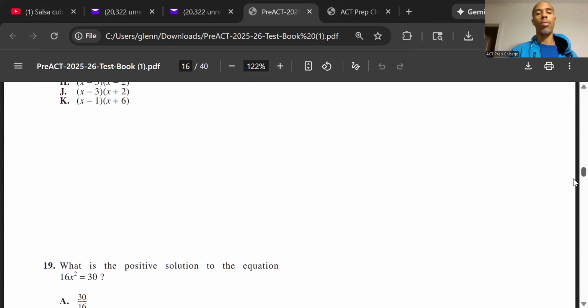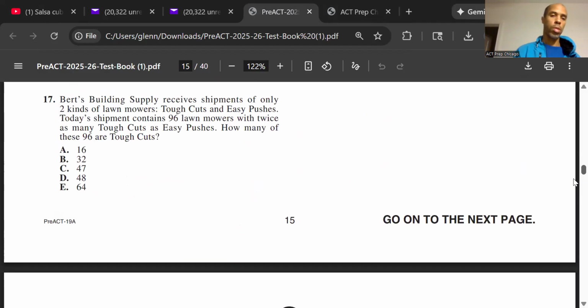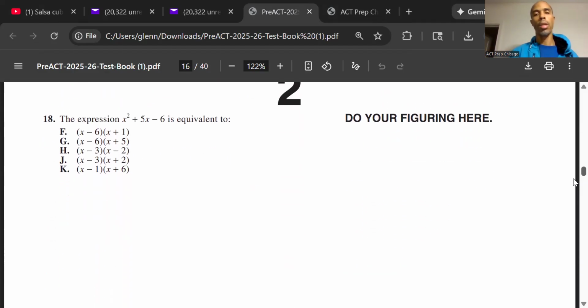Okay, the last one we left off on was number 18; we did 17, 18. The expression x squared plus 5x minus 6 is equivalent to... This is what we call a quadratic expression. What does quadratic mean? The variable in the expression has its highest value to the second power. That's what it means to be quadratic. Whenever you see quadratics in the form ax squared plus bx plus c, what you do is find numbers that multiply to give you the c term.